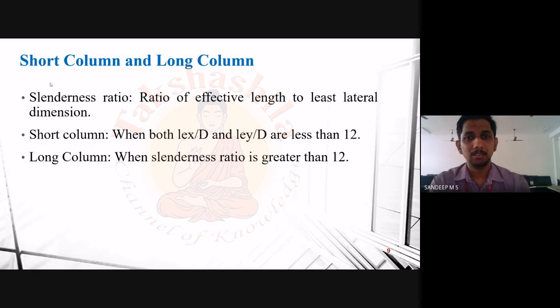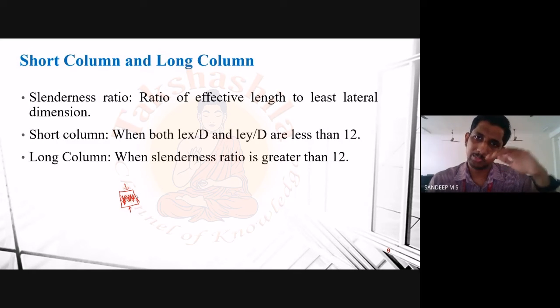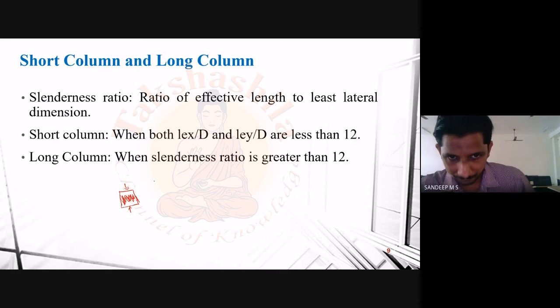A long column will normally fail in buckling, whereas a short column will undergo compression. Basically, we can easily visualize this. If we have a shorter column like this, a short member, and we apply a load, what will happen? This cross section is very large. It will actually fail in pure compression. It will just crush, and it will fail.